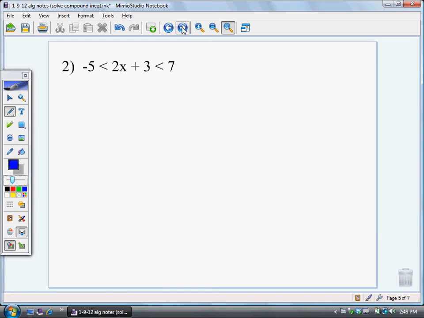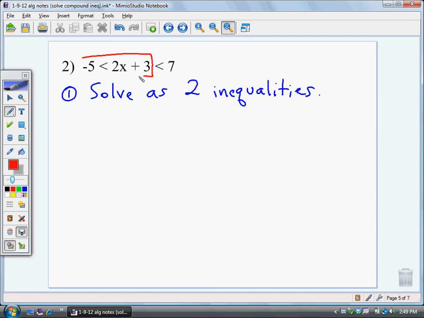Okay, next example that I have here. Okay, this is an and. And we have two choices. We can solve it first as two inequalities. And if you're going to solve it as two inequalities, you want to look at it this way. There's one inequality that you would solve: -5 is less than 2x plus 3.